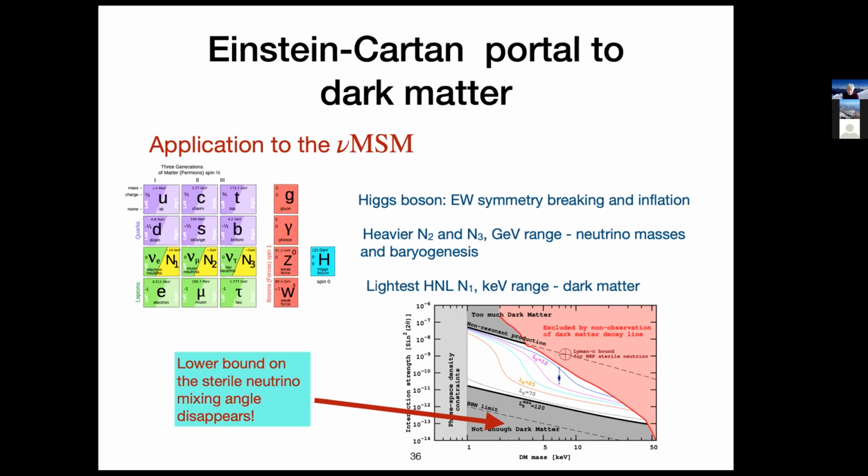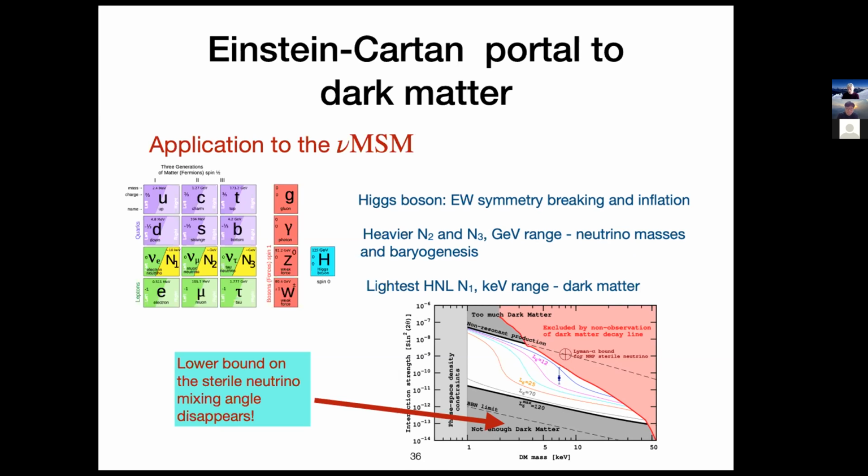I overpassed my time, but I will just show you my last slide. This is an application to nuMSM. nuMSM is a theory in which nothing changed in the electroweak sector besides adding 3 right-handed neutrinos. So this theory can give electroweak symmetry breaking and inflation. It can explain the baryon asymmetry of the universe. And one of these particles, one in the keV range, can play the role of dark matter.